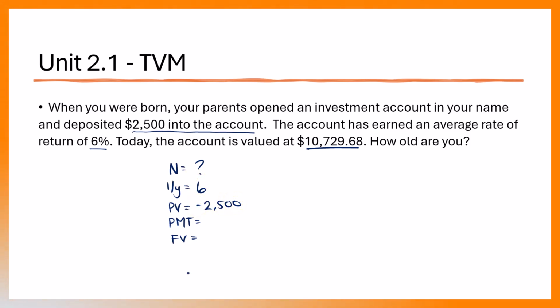So I'm writing my time value money parameters. We know that our rate of return is 6%. We know that they deposited $2,500 when we were born. That account is currently worth $10,729.68.